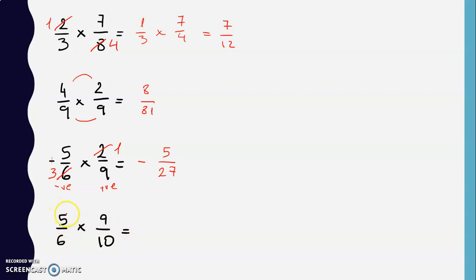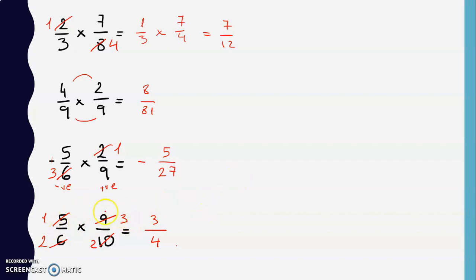Now here 5 and 10, 1 and 2, and 6 and 9 by 3. So the common factor is 3. We divide both numbers by 3. We end up with 2 and 3. So 3 times 1 is 3 over 2 times 2, which is 4.